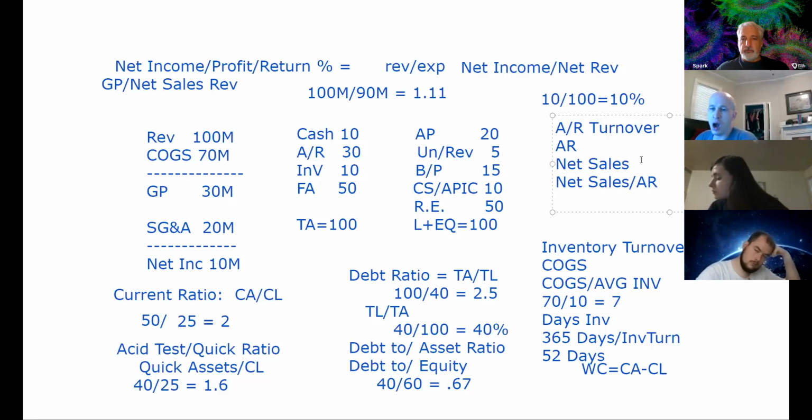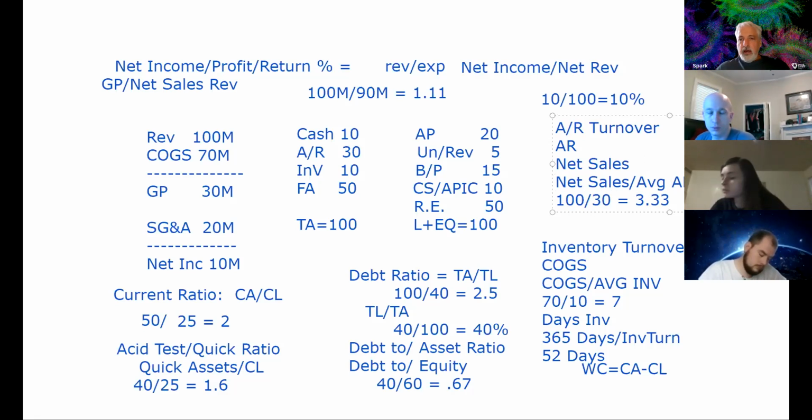So what are my net sales? Somebody give me a number. What's my net revenue? 100 million. I got 100 million. And what's my accounts receivable, average AR? 30. So I calculate this out, I get 3.33. And I'm going to put average here just for clicks.